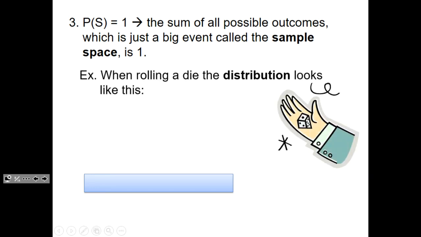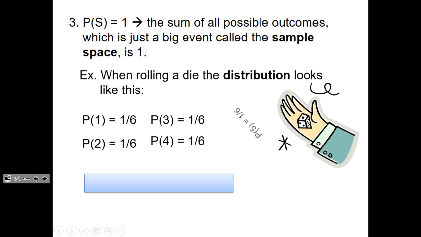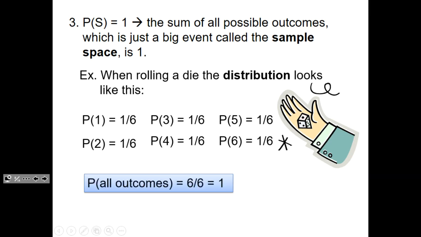So for example, let's say I'm rolling a die. The distribution, the different values it takes on: the chance I get a 1 is 1 out of 6. Chance I get a 2, it's also 1 out of 6. Chance of getting a 3, 1 out of 6. A 4, 1 out of 6. A 5, 1 out of 6. And a 6, 1 out of 6. So my sample space is all the possible outcomes: a 1, 2, 3, 4, 5, or a 6. The probability of any of those outcomes happening is 6 out of 6, and that's 1. I can add them all up that way.